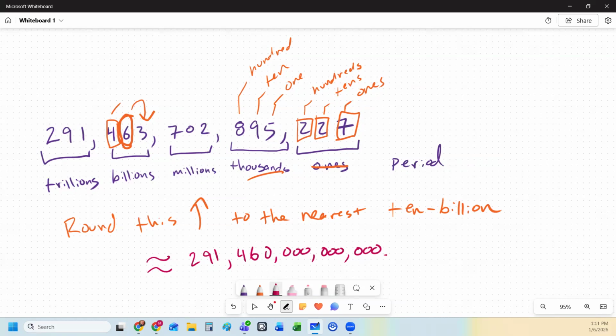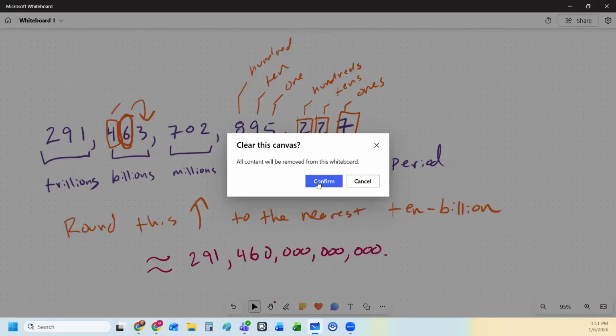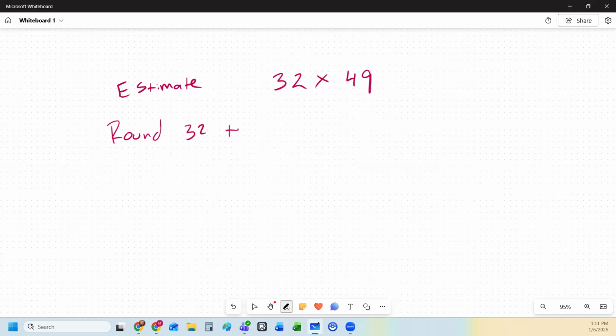We can round numbers before multiplication to estimate. If I'm asked to take 32 and multiply it by 49, I don't know what that is. I can't do it in my head, right? I could grab some paper. I could work it out. But if I want to estimate this, I'm going to round this first. So I'll round 32 to the nearest tens and 49 as well. And then do the multiplication.